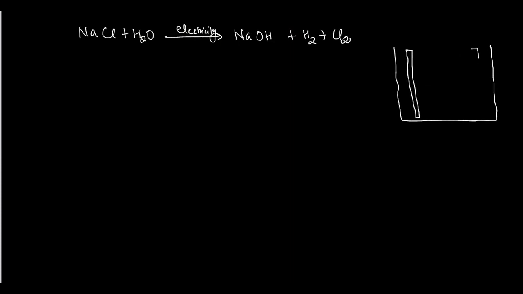Okay, they are the two electrodes. This is the positively charged, this is the negatively charged. Now, if I'm talking about this one, NaCl, when it is added to water, it is a salt and it can break into Na positive ion and Cl minus ion.